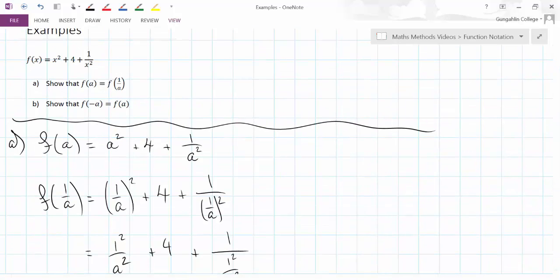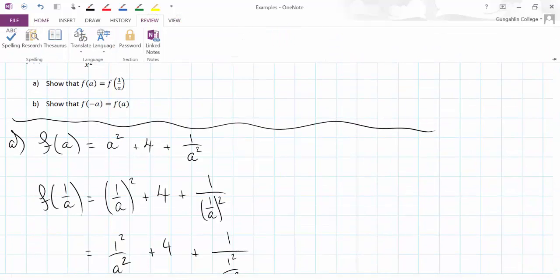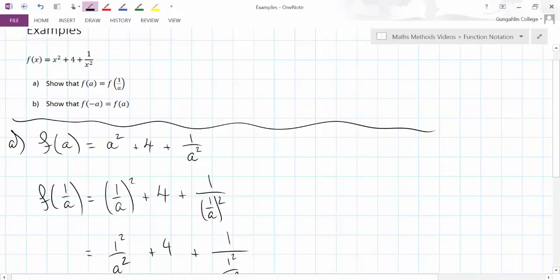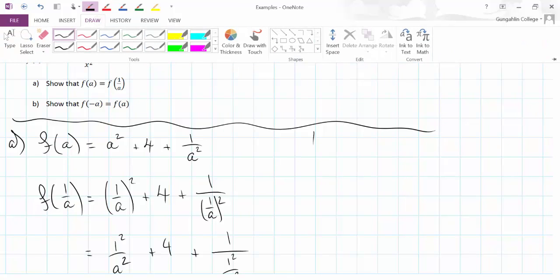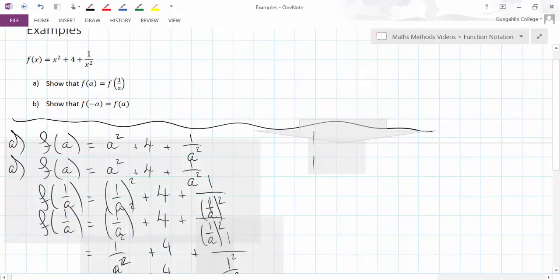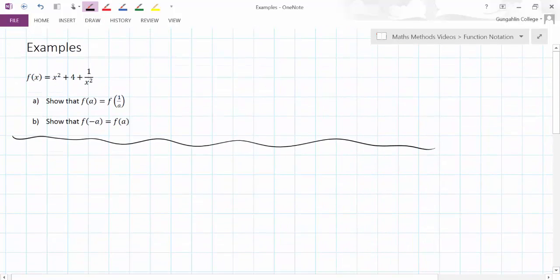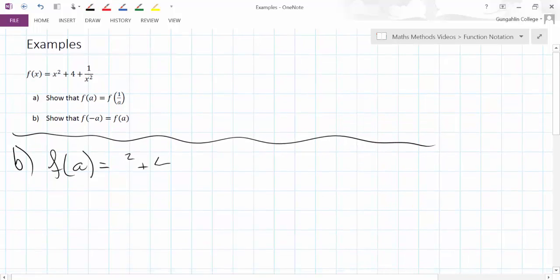For part B, I'm actually going to slide that down. Oh, and it's not letting me do it. There we go. For part B, I'm showing a similar thing. I'm showing that f of minus a is the same as f of a. We already saw that f of a was equal to a squared plus 4 plus 1 on a squared.